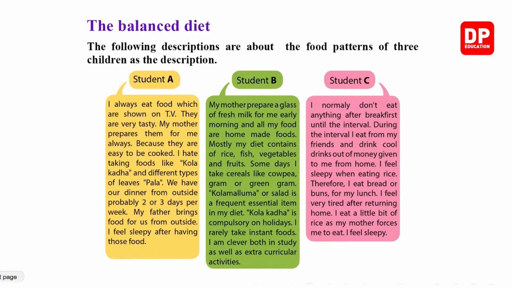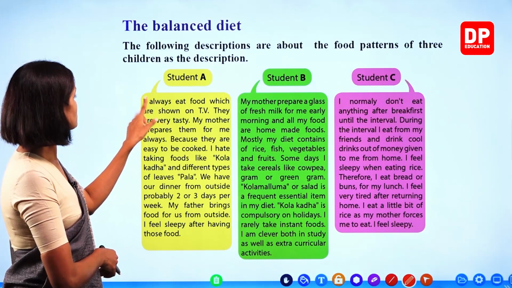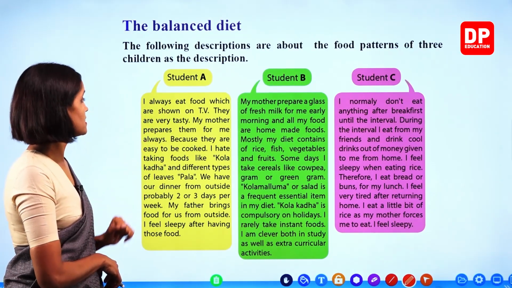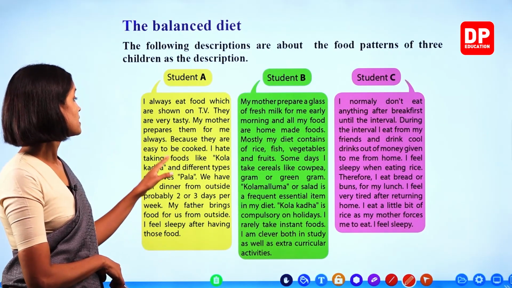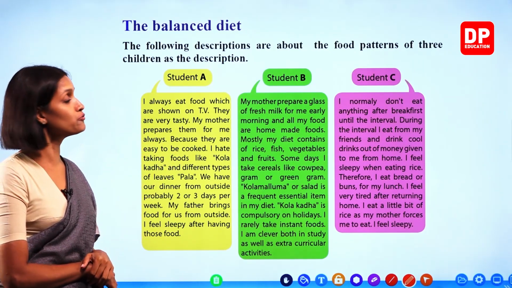Right. So our last topic of the lesson, balanced diet. Okay, the balanced diet. We'll go through this. The following descriptions are about the food patterns of 3 children. Okay, so about 3 children. Student A: I always eat food which is shown on TV. They are very tasty. My mother prepares them for me always because they are easy to cook. Right, this must be talking about instant food.